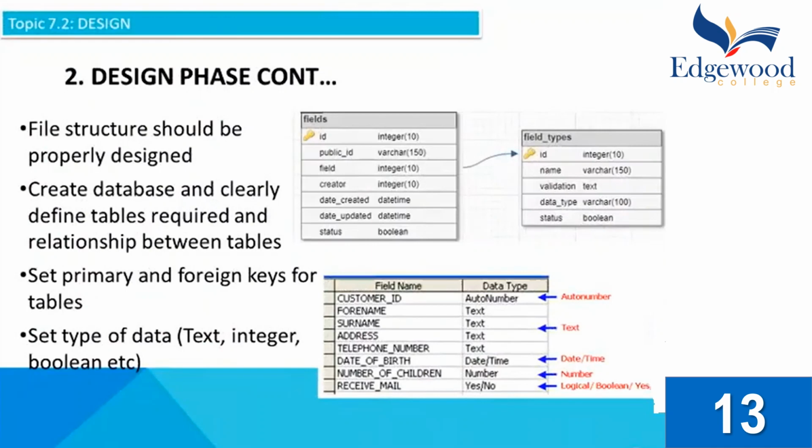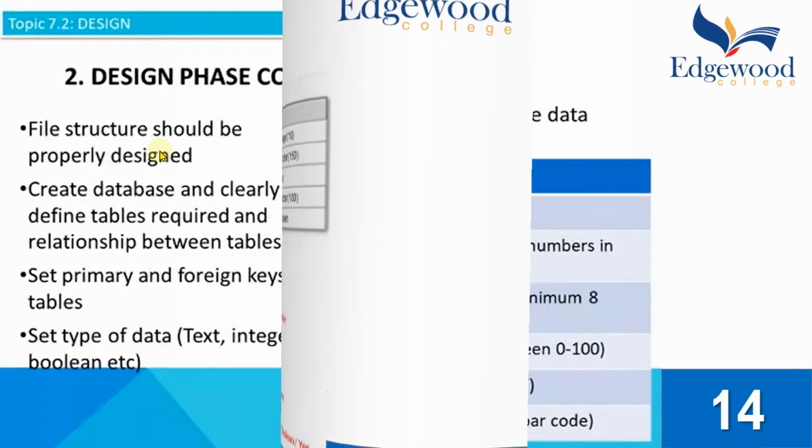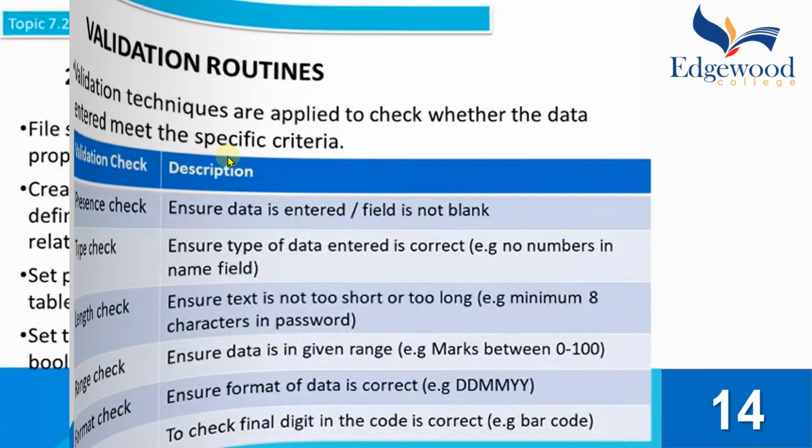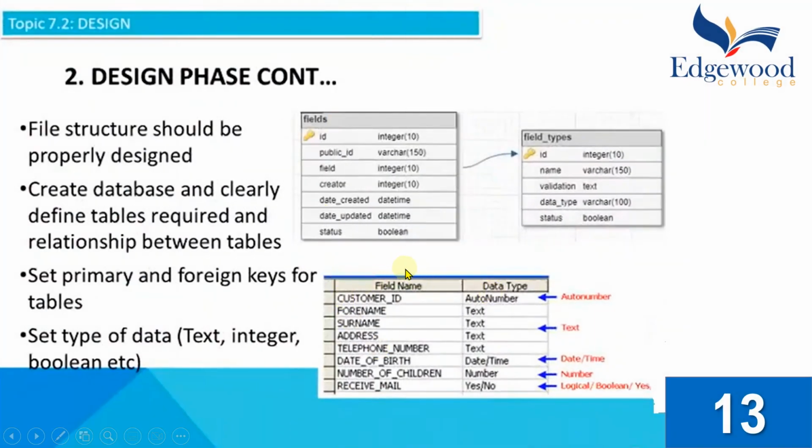Okay, so this is the design phase. This is the design phase here, and it's data type here. We can see that, for example, we have customer ID, auto number, forename, text, surname, text, all these. Date of birth, of course, can be date and time. Could be number of children for the parents. Also, the data type can be numeric. Receive mails could be Boolean, etc.